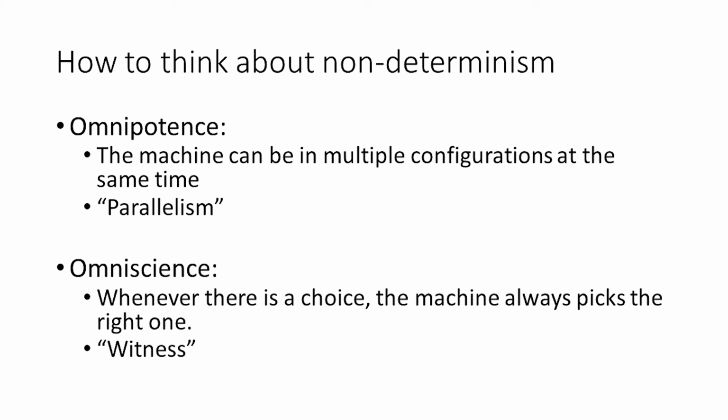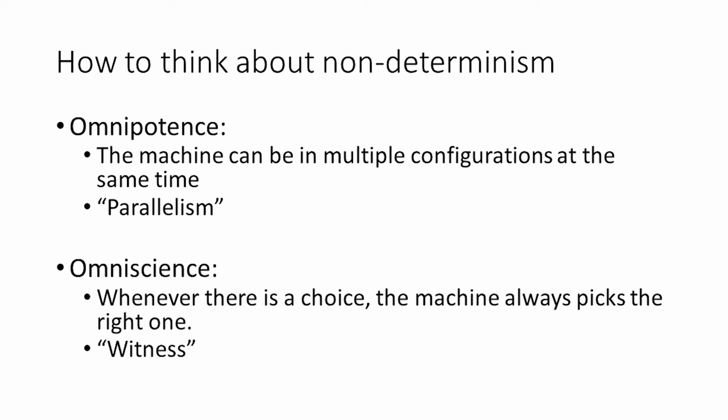The omnipotence idea for non-deterministic Turing machines essentially says that we're able to do multiple configurations in parallel. So the machine could be in multiple configurations at the same time, or working through multiple configurations in parallel, so that the amount of time it takes for the machine to advance one step in its computation is the same regardless of how many configurations the machine happens to be in.